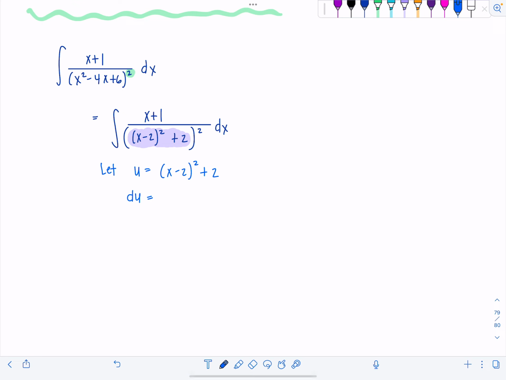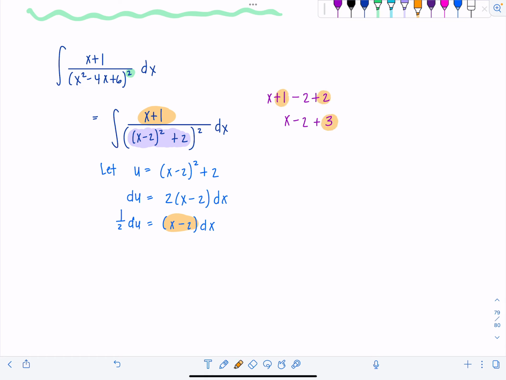Then du would be, using the chain rule, 2 times (x minus 2) dx. So that means 1/2 du equals (x minus 2) dx. And I would be oh so excited if instead of x plus 1, I had x minus 2 sitting up there, right? So we're going to make it happen. I have x plus 1, but I wish it was minus 2 instead. So subtract 2, add 2. Then you can regroup it and break it up into x minus 2 plus 3, because these two come together. There's your 3, and now I've made an x minus 2.